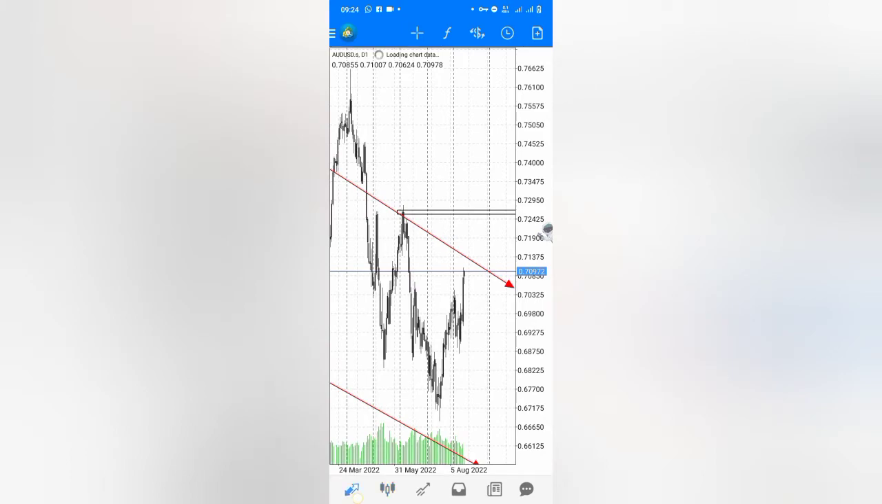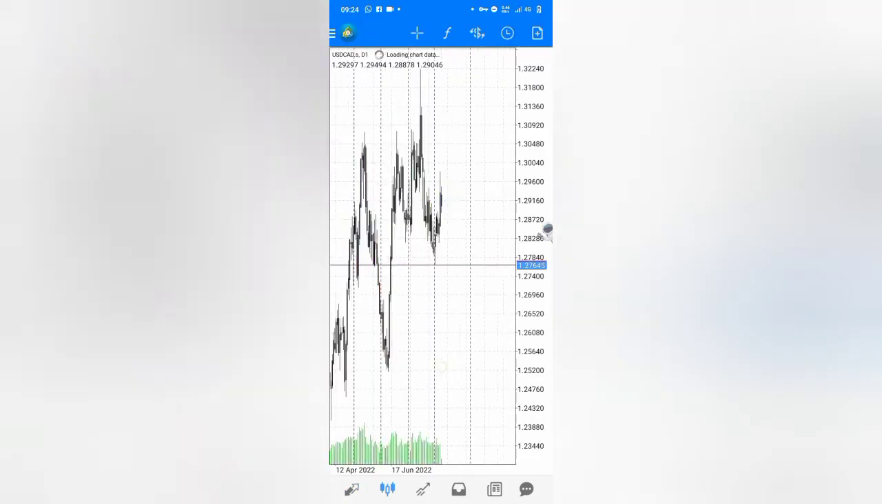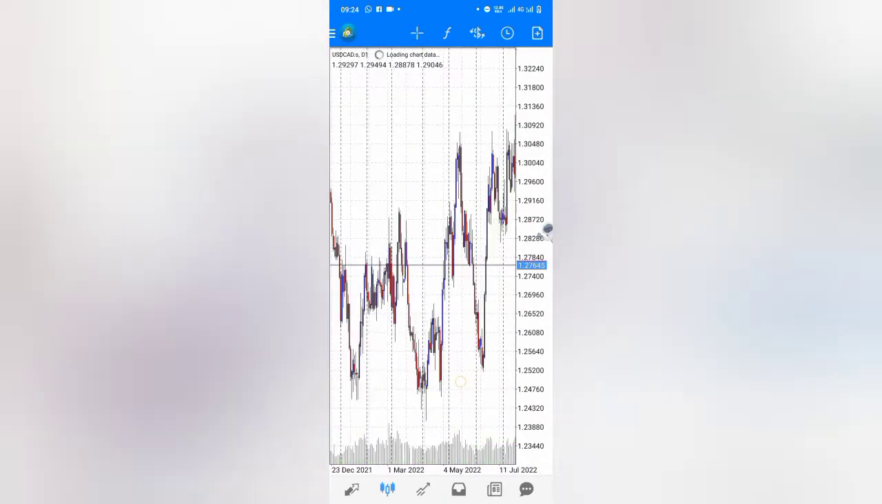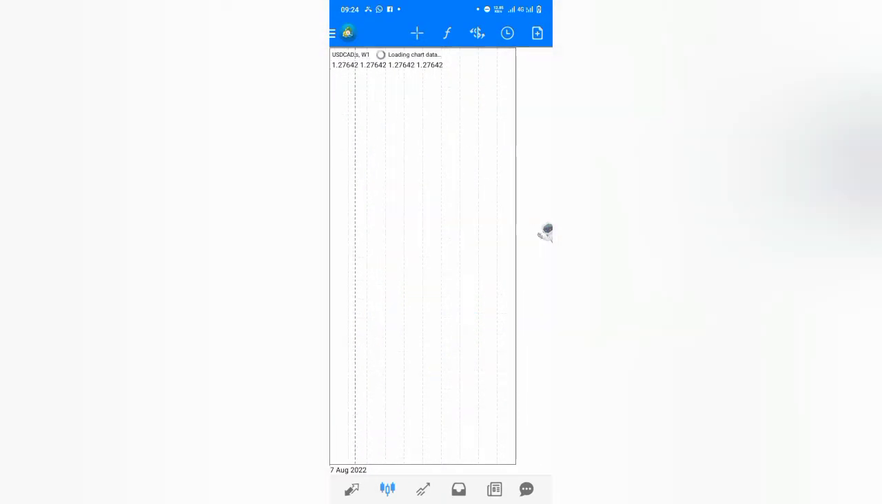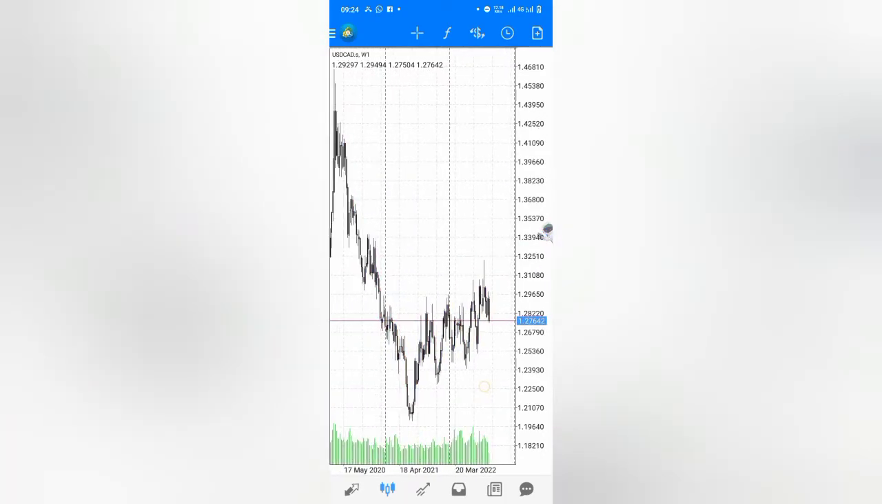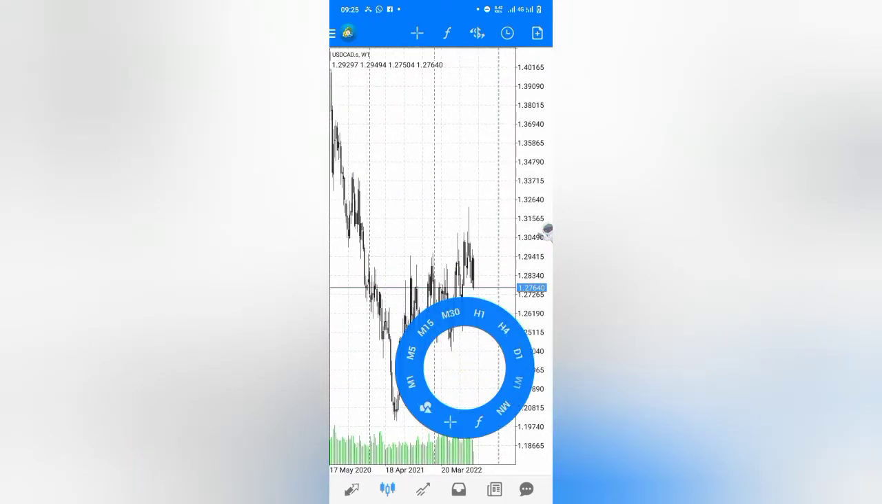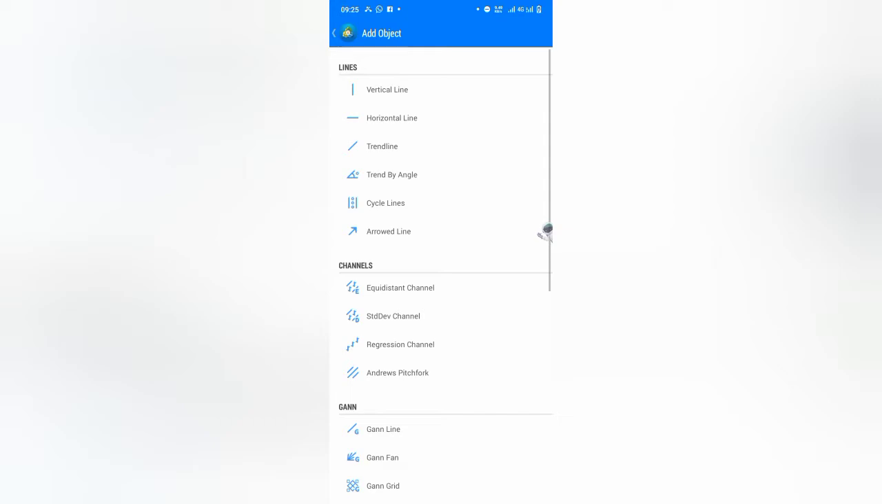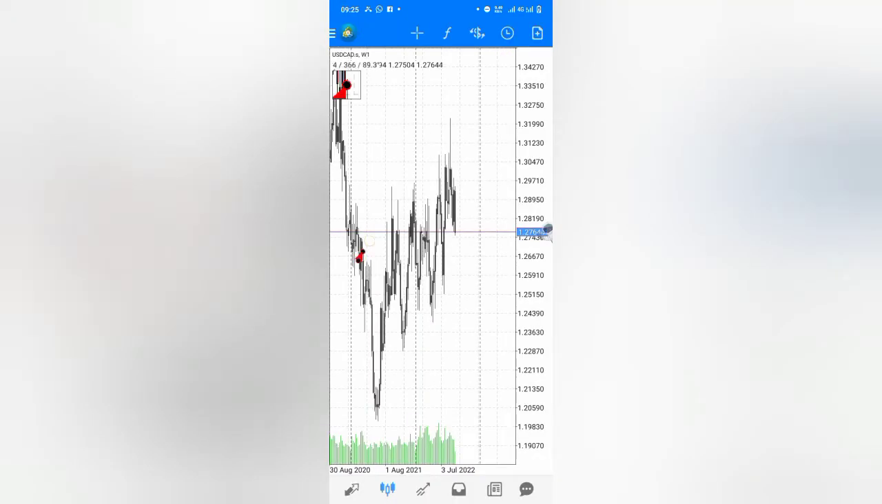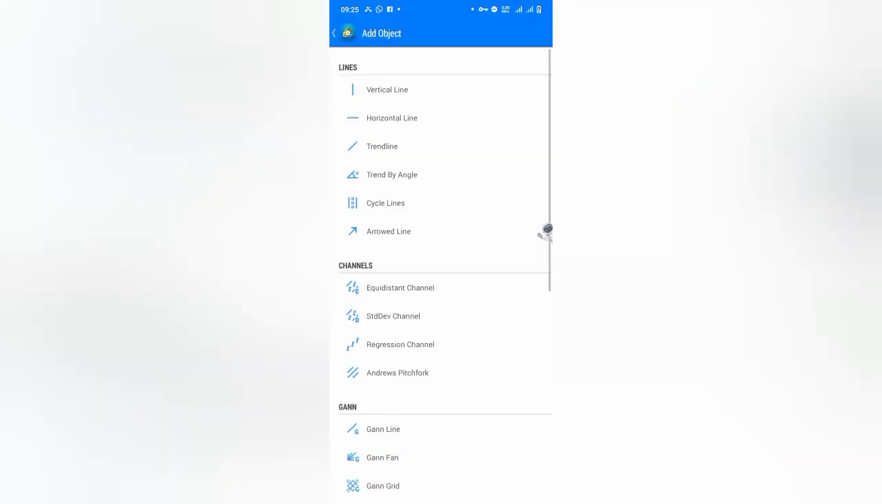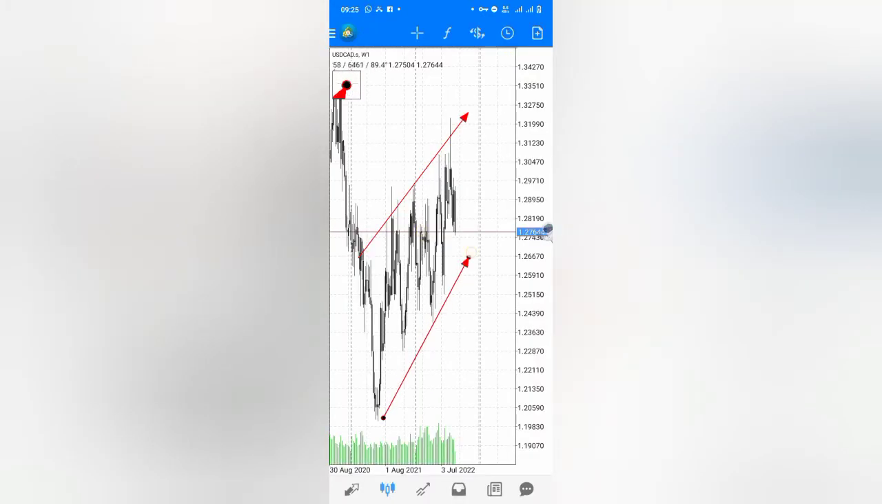So let's check another pair. USD CAD on a weekly time frame. On a weekly time frame, this has been an uptrend. Let's draw it out. Uptrend in the weekly time frame. Uptrend. So do you see it?